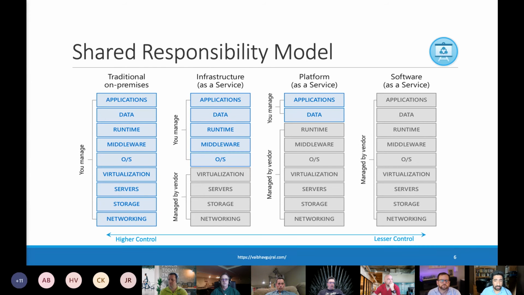Before we jump onto the well-architected framework, it's based on 5 core pillars that rely on the 5 characteristics I was mentioning in one of the earlier slides. I want to talk about the shared responsibility model.